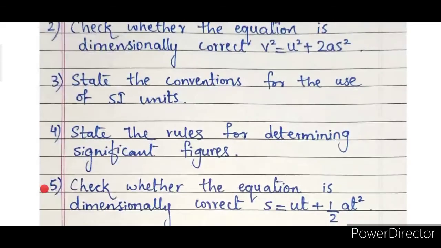Then next question, number 5. Check whether the equation is dimensionally correct. S is equal to ut plus half at square, where S is the displacement, u is the initial velocity of the body, a is the acceleration and t is the time. So here we have to check whether the dimension of all the terms involved in the formula is the same or not. We have 3 terms, S, ut and half at square.